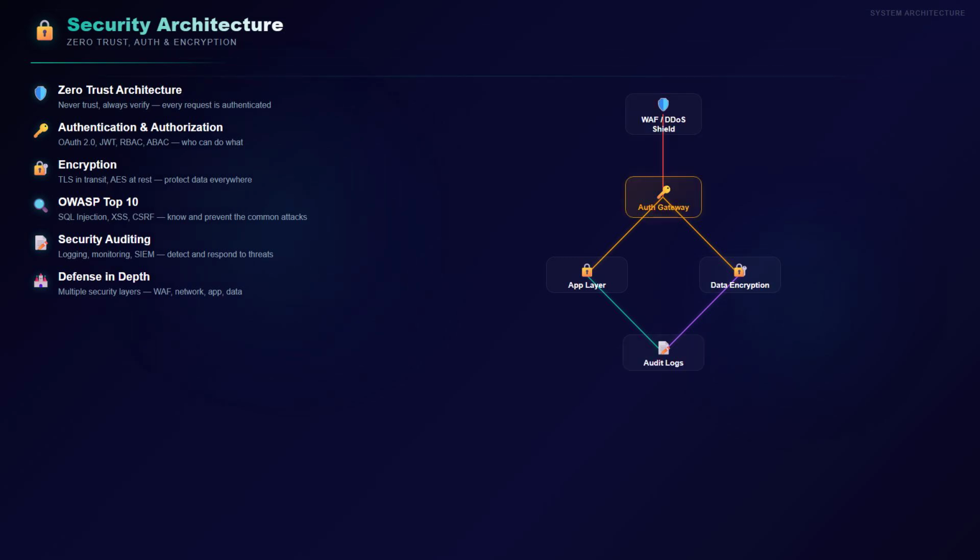Authorization determines what someone can do. Role-based access control assigns permissions to roles. Attribute-based access control makes decisions based on attributes like department, time, or location.